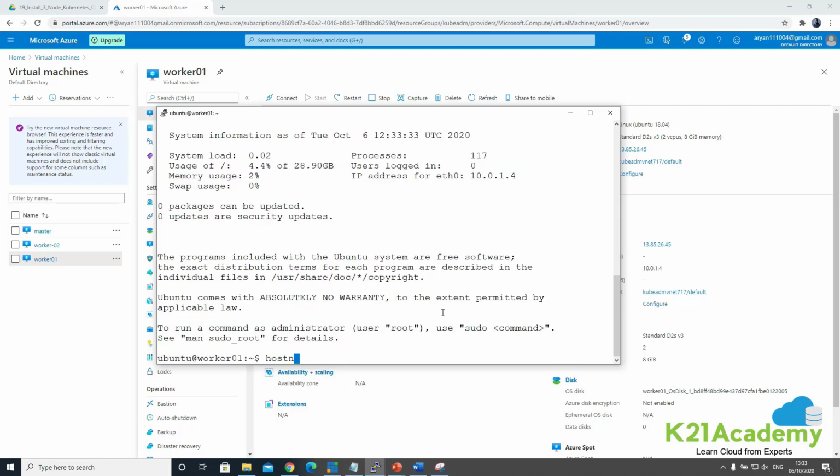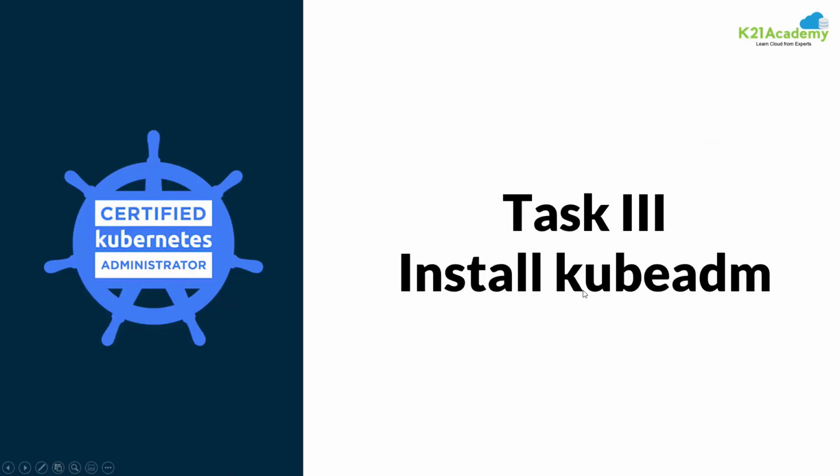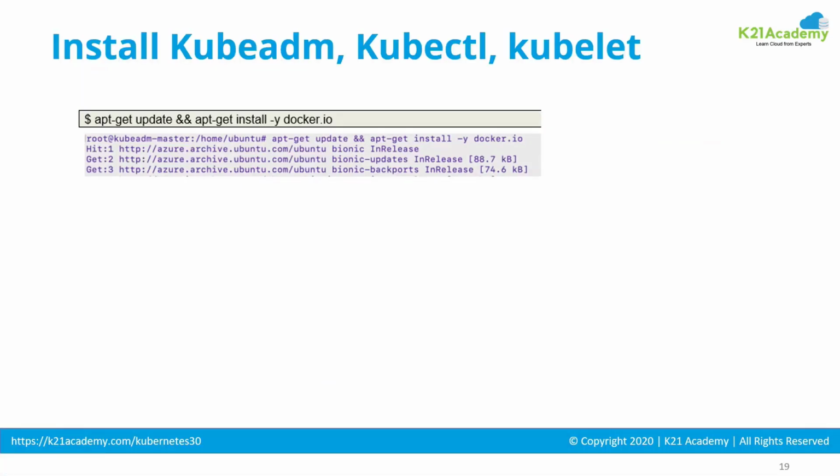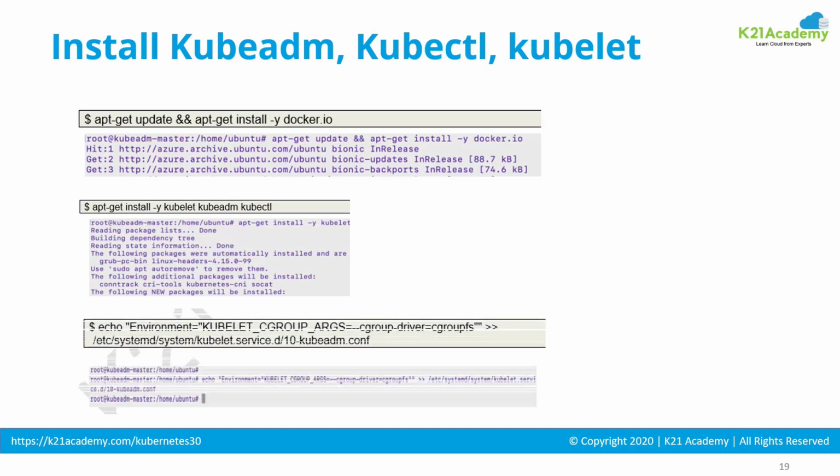And if I say hostname, I have worker01. So my network connectivity is done. I have 3 machines already with me. So task 3 is going to be installing some software: I'll be installing Docker, then installing Kubelet, Kubeadm, and Kubectl. And then finally, I'll be setting up the cgroup configuration settings.